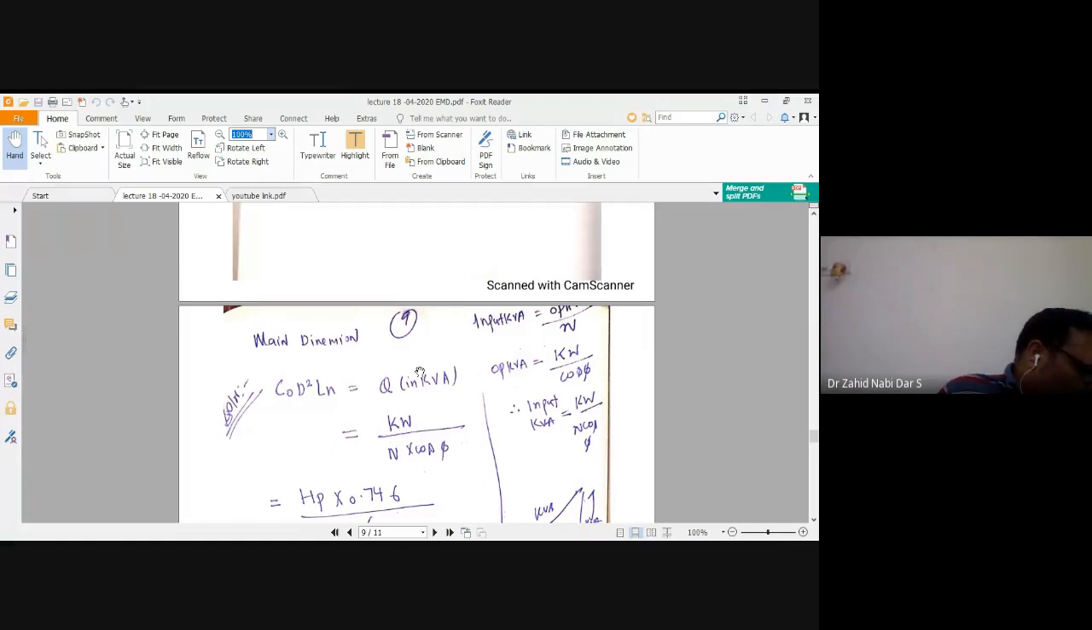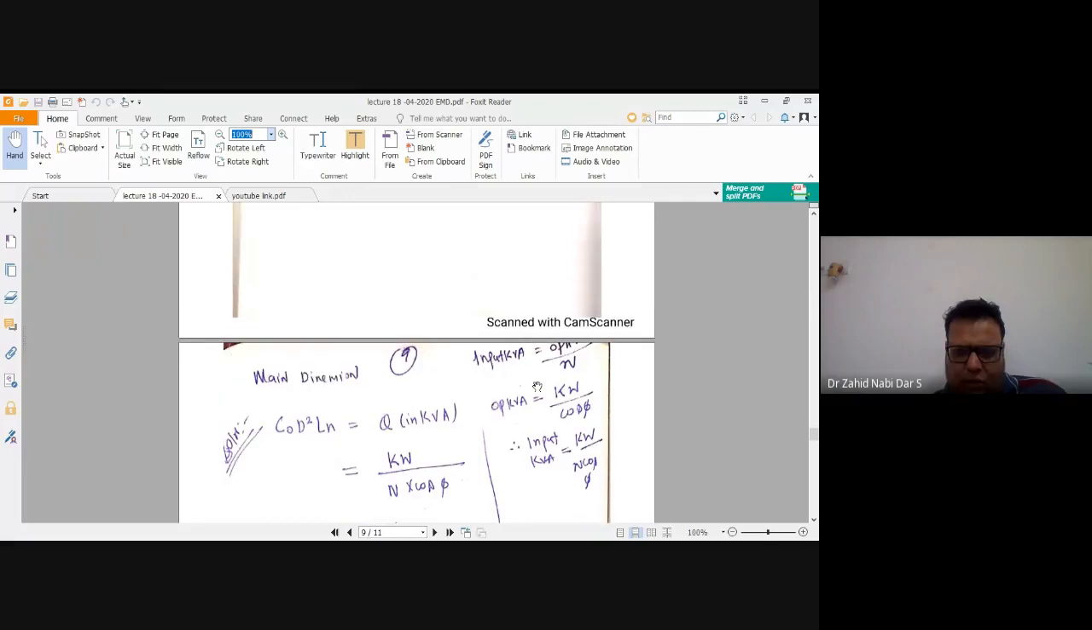First of all, we know that we want the value of D square L. From the earlier expressions, we can write C naught D square L N, where N is your RPS, rotations per second, is equal to Q in kVA. Now here you can see your input kVA is equal to your output kVA by efficiency. Your output kVA you can write as kW by cos phi.